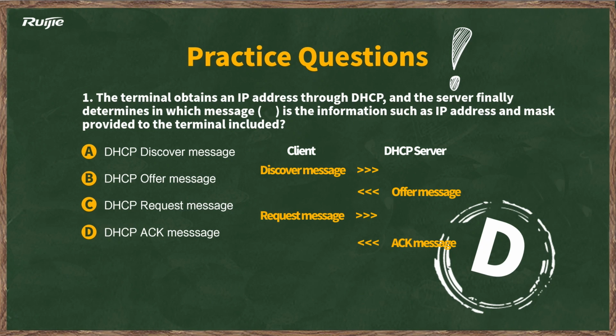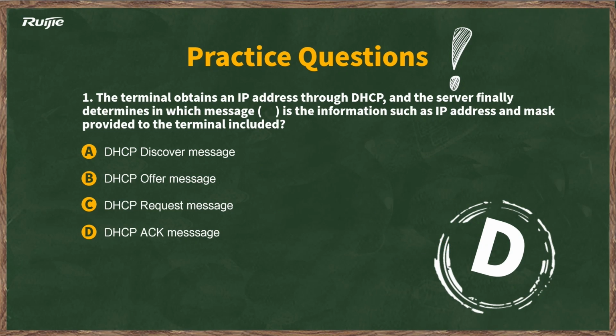Sure, you can use this IP address, and the server records it from the pool so that this IP address cannot be used by other people. So finally, we can determine it by the ACK message. Of course, in the offer message, we can also provide some IP address information. So the answer should be D.